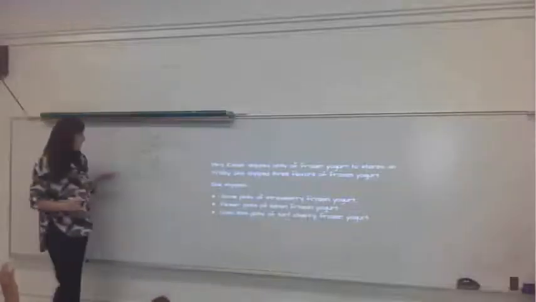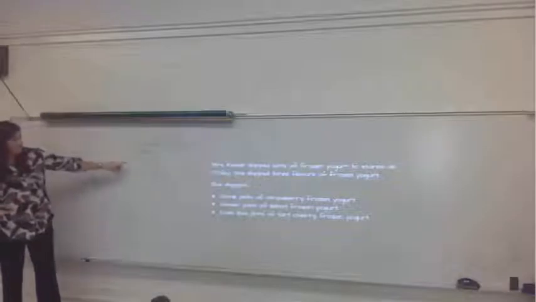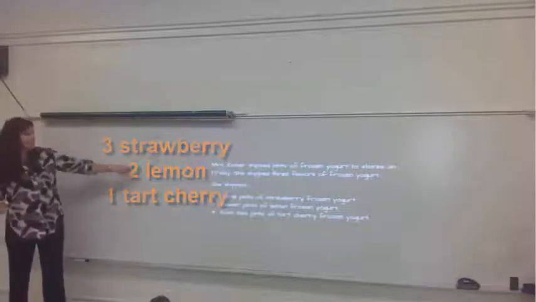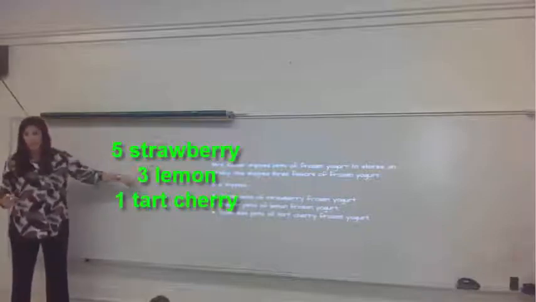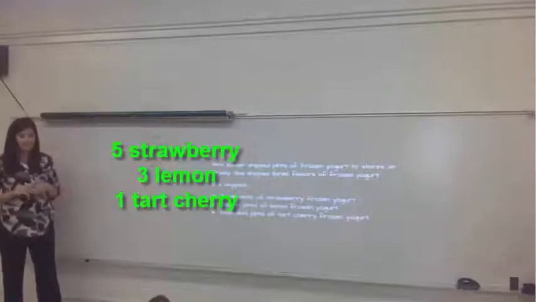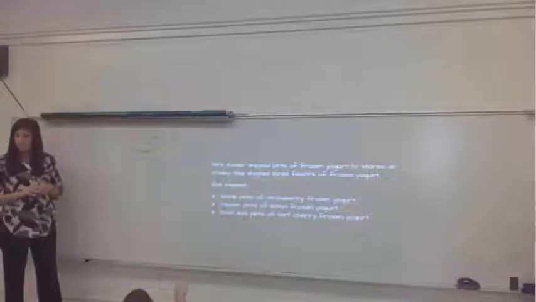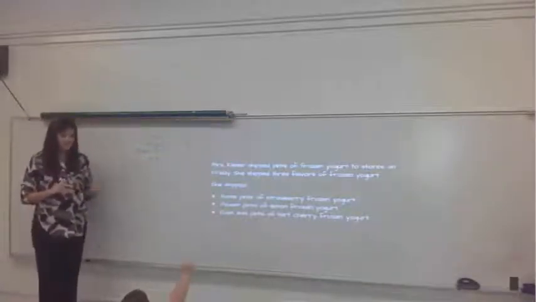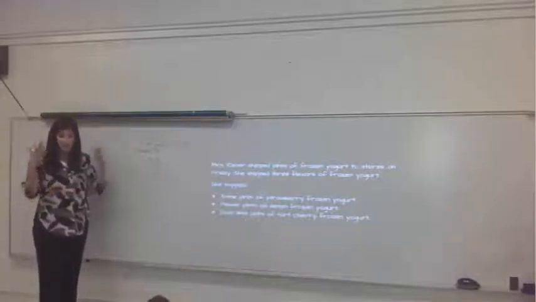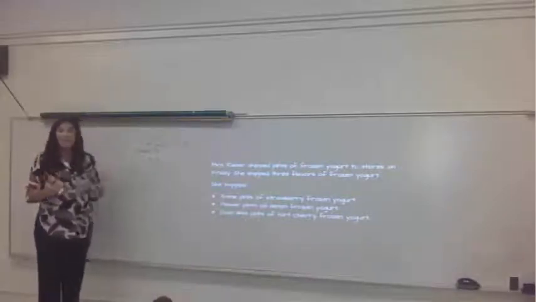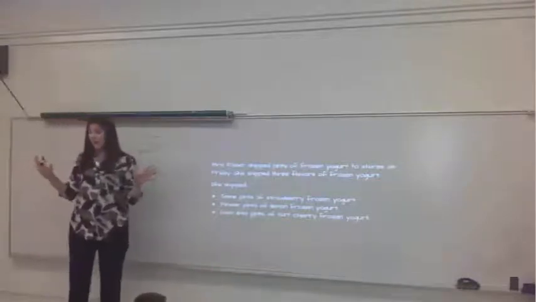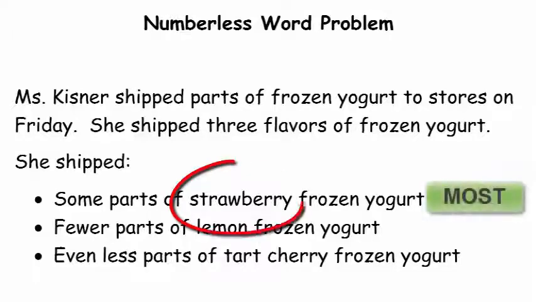Okay, look at both of these. Why is everybody saying, like this one says 3 strawberry, 2 lemon, 1 tart cherry, and then this one has 5, 3, and 1. Where are we getting that information from? Because some, fewer, and even less. We're thinking even lesser than fewer, and then less than less. Good. So we know there's got to be some kind of order. So which one's going to have the most out of all these flavors? We already know that, right? Without a fact, we know the most are going to be strawberry.